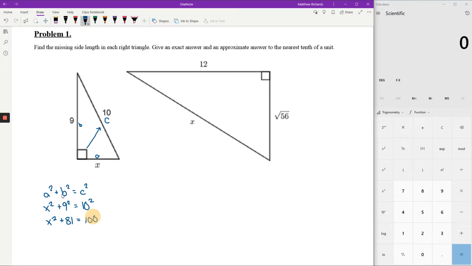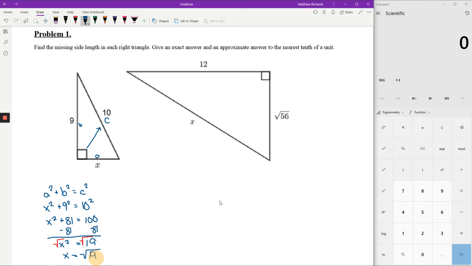And so now we're going to subtract the 81 from both sides. So that way then we have x squared equals 100 minus 81, which is 19. At this point, we can take the square root of both sides to solve this. And we're now left with an exact answer of x equals the square root of 19.